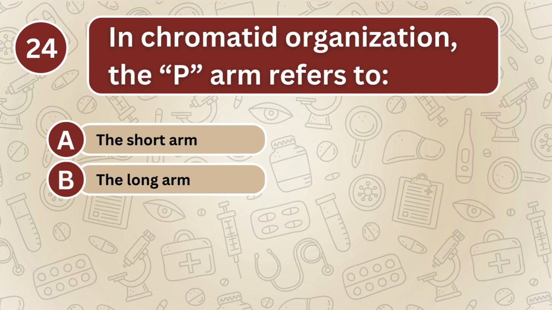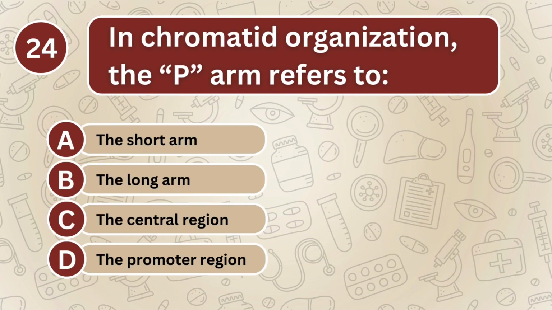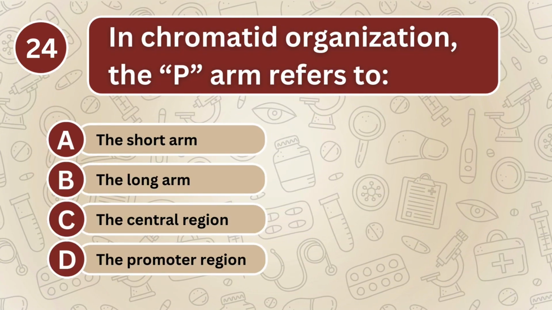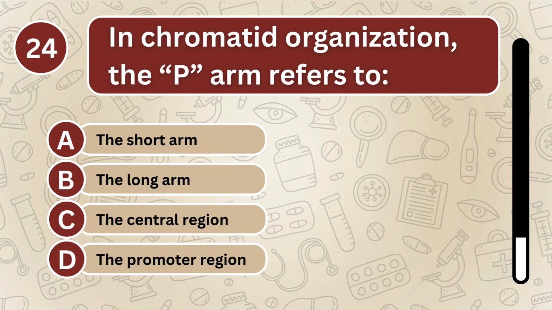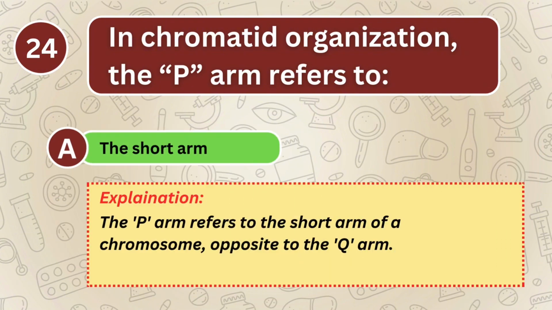In chromatid organization, the P arm refers to A. short arm, B. long arm, C. central region, or D. promoter region. Correct answer is A. Short arm.